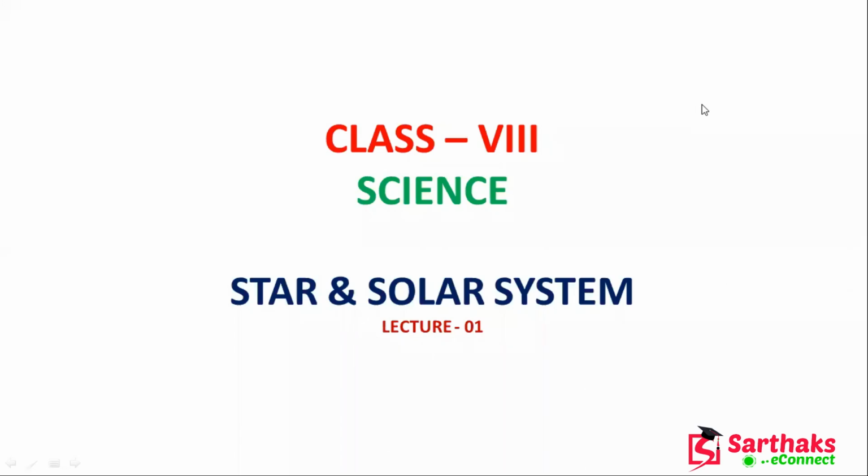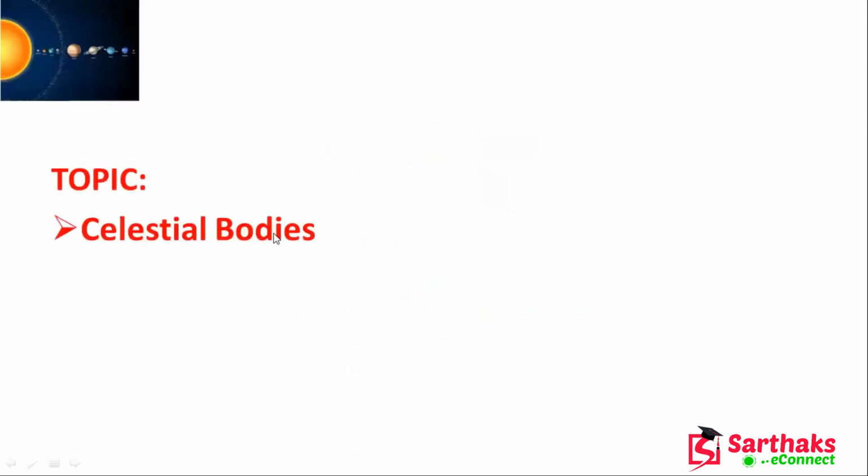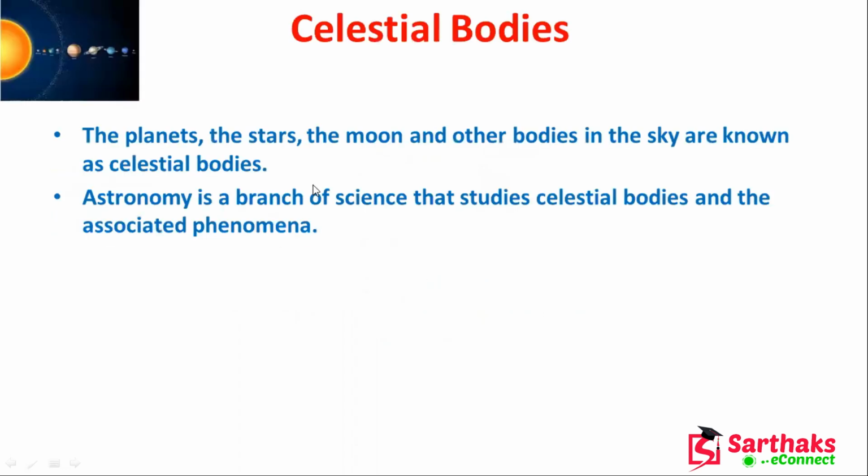Hello students, let's start the chapter Star and Solar System. In lecture 1, we will study the celestial bodies. The celestial bodies are the planets and stars. Among stars, we have the largest star, that is the sun, and also other bodies. These celestial bodies are actually astronomical objects.